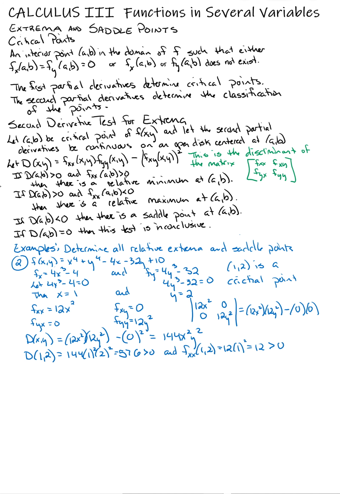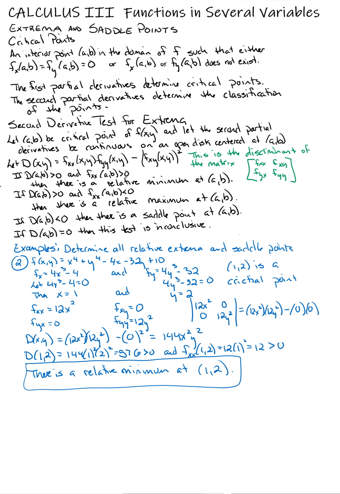All right, I think that tells us what we need. The discriminant is greater than 0. f sub xx is greater than 0. Must be a relative minimum. And there you go. Enjoy.